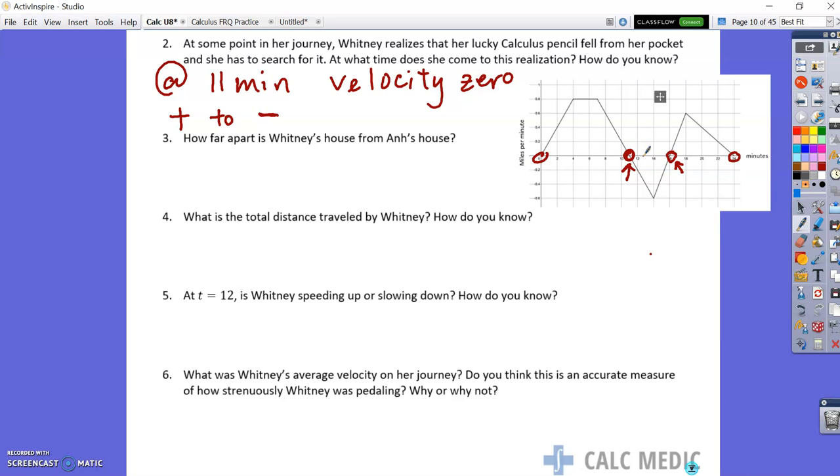How far apart is Whitney's house from Aunt's house? Well, it took her 24 minutes to get there. And so to find this, we want to find the net distance. So how far did she travel? What's nice about this is if we take the integral from a to b of her velocity, we'll find out how far she went. We're talking displacement. And so this backtracking will go away.